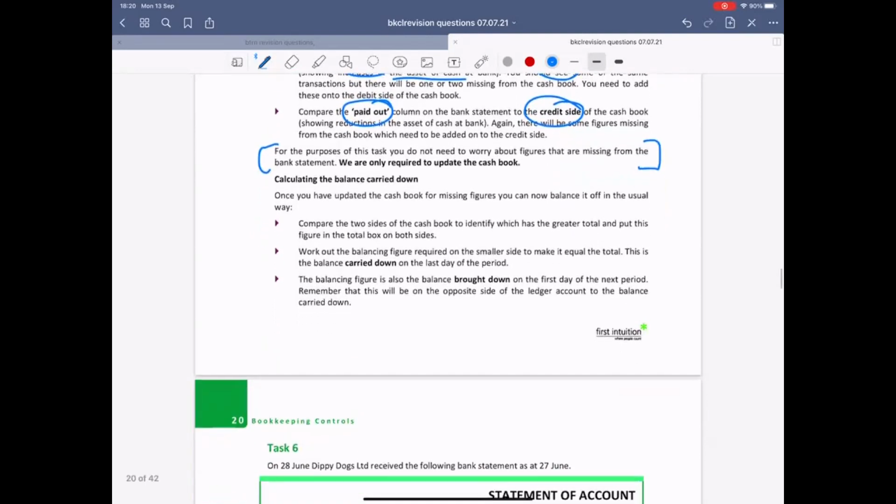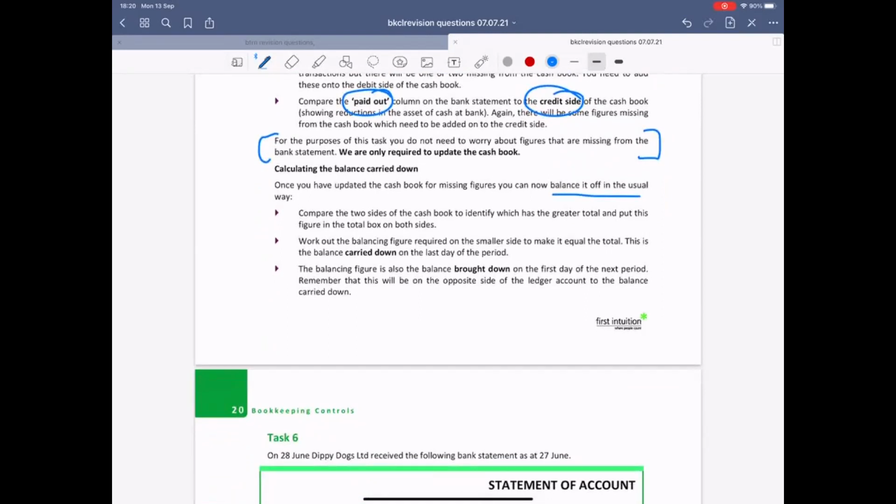Once you've updated the cash book, you can then balance it off using the usual way. When we're doing our balancing off, we look at both sides. We add up the figures on our debit side, then add up the figures on our credit side. The greater total is the one that we're going to use, and we'll put that into the total box on both sides. We then work out our balancing figure. Remember, that's the difference between your highest and your lowest side. That becomes your balance carried down, and that's put into the smaller side of the account. And then it's brought down on the first day of the next period. This is going to be on the opposite side of the ledger account to the balance carried down.